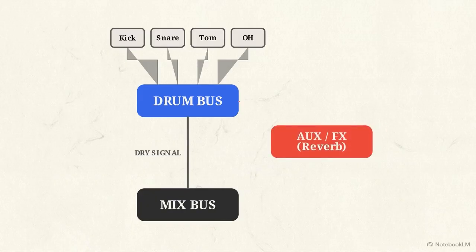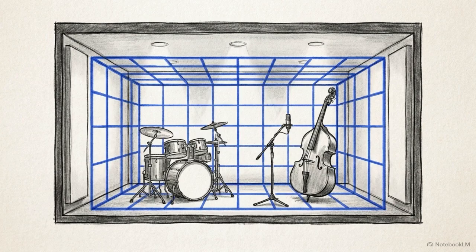Then we have auxes and sends. These allow you to route a copy of your audio signal to a shared effect, like a single reverb or delay. Using sends saves computer processing power and ensures that every instrument in that group feels like it exists in the exact same cohesive acoustic space.